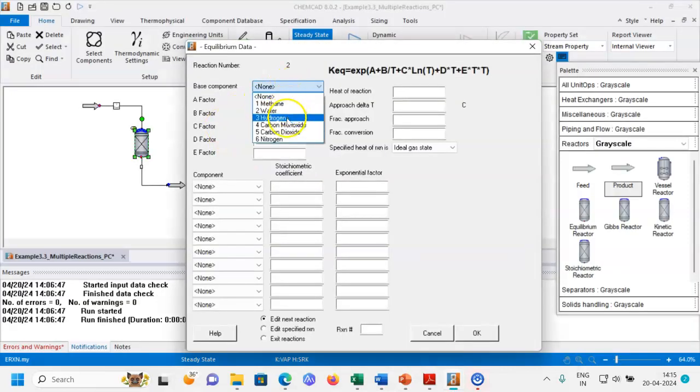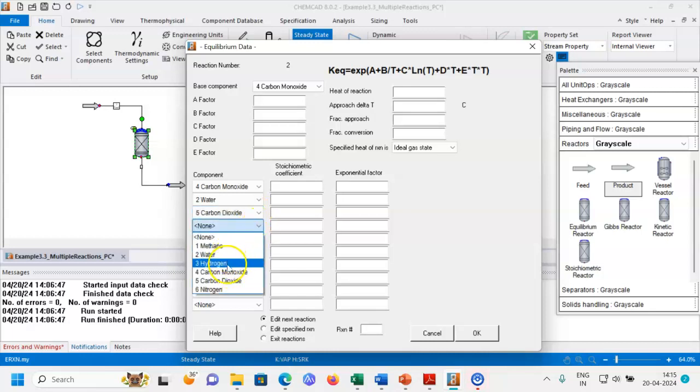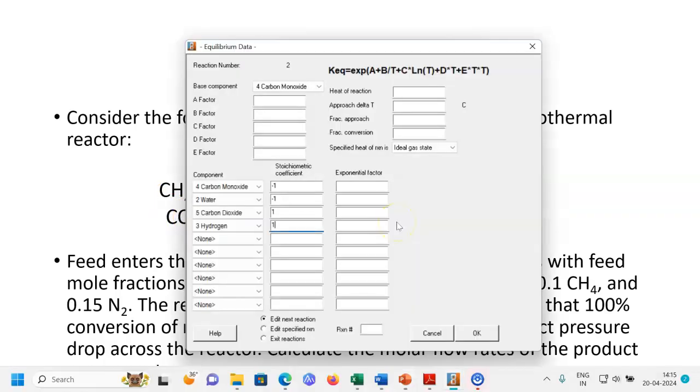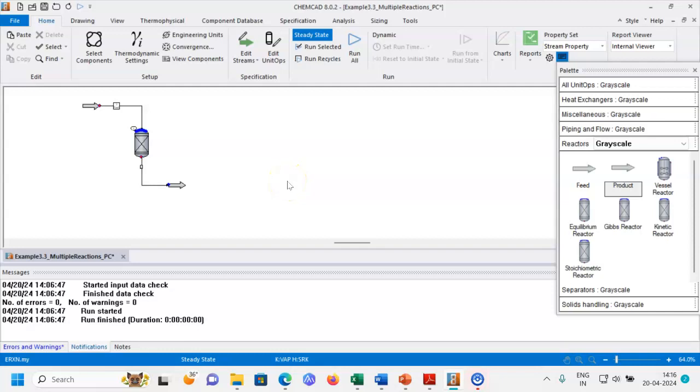In the next reaction, carbon monoxide is the base component. So I'll have carbon monoxide, steam, carbon dioxide and hydrogen. So this is -1, -1, 1, 1. Just to reconfirm, let us check it. Okay. And for that also the fractional conversion is 1 or 100%. I press OK. So I'm ready with the setup.